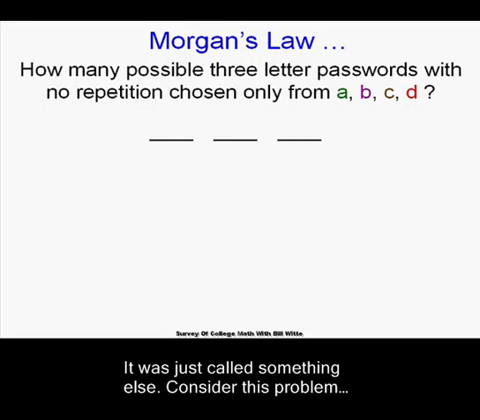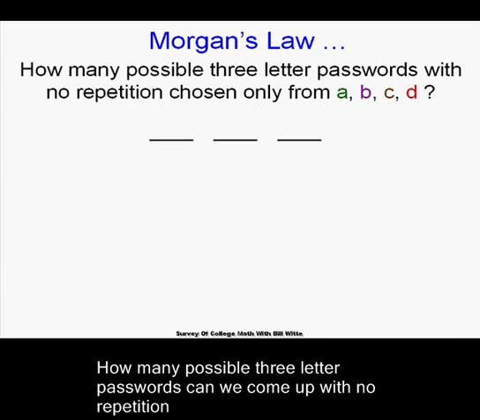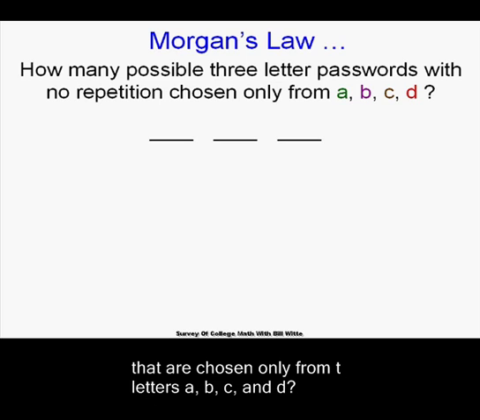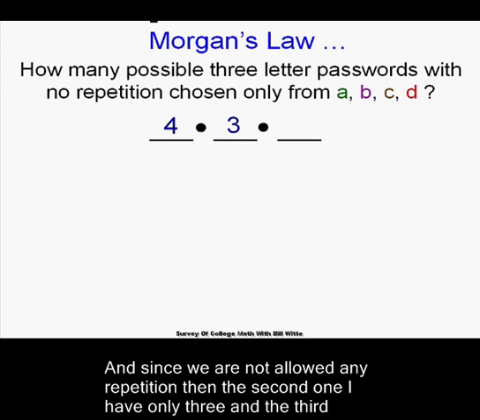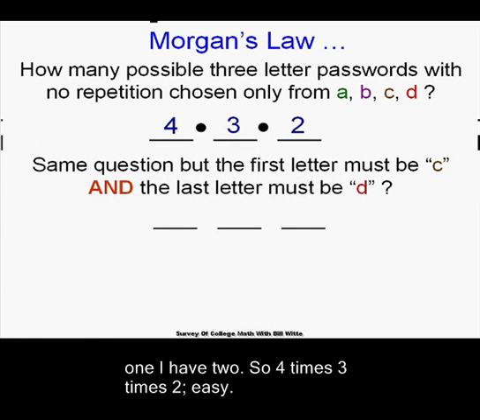Consider this. How many possible 3-letter passwords can we come up with, no repetition, so we're not going to put any back, chosen only from A, B, C, and D? Well, let's see. For the first letter, I have 4 possibilities. The second one, I have 3, and the third one, I have 2. So we get the idea. 4 times 3 times 2.